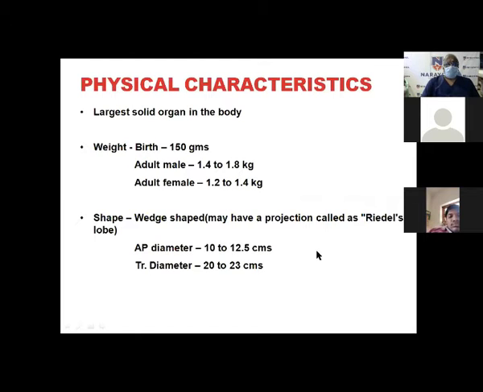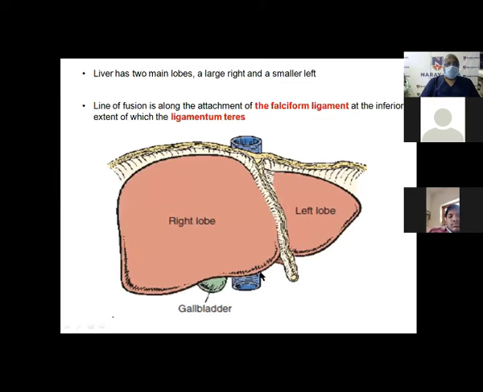Physical characteristics: it is the largest solid organ in the body. At birth it weighs about 150 grams. As you grow, it varies between 1.5 to 1.8 kg in a male, and about 1 to 1.5 kg in a female. It's a wedge-shaped organ. And sometimes you've got a projection from the right lobe called the Riedel lobe. The anteroposterior diameter is 10 to 12.5 centimeters. Transverse diameter is between 20 to 23 centimeters.